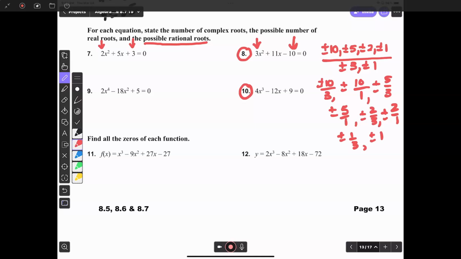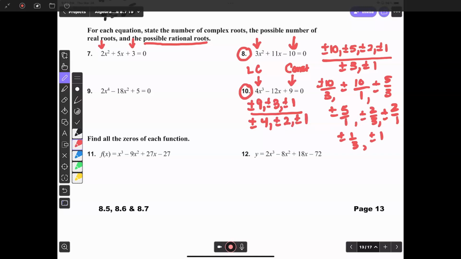So number 10, you're going to find the possible factors of 9 and the possible factors of 4. Remember, this is your constant, and this is your leading coefficient. So the factors of 9 are plus or minus 9, plus or minus 3, plus or minus 1, divided by plus or minus 4, plus or minus 2, plus or minus 1.